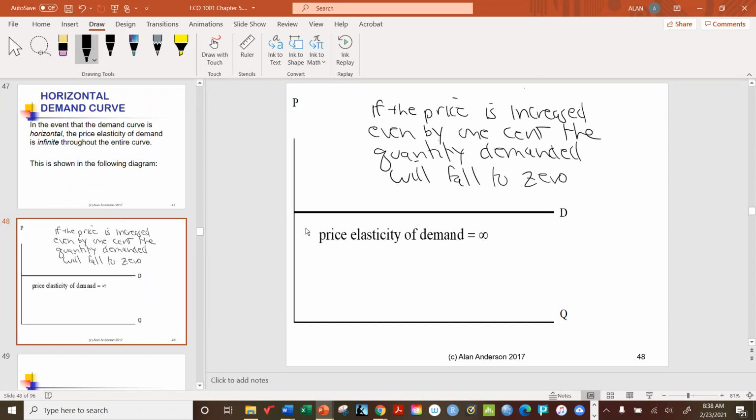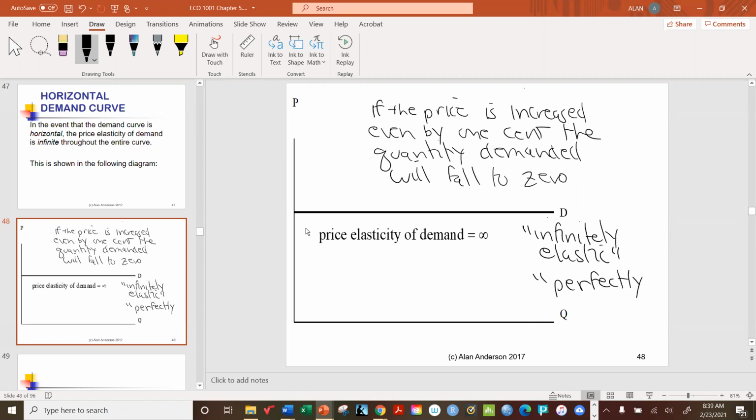Like imagine if you went to Starbucks and they normally charge $2 for a coffee, and suddenly the price goes up to $2.01, and every single customer walks out the door and says, "Nope, I won't pay that extra penny for the coffee." Then this is what you'd be experiencing: a perfectly elastic demand curve. Okay, so this is sometimes called infinitely elastic. Sometimes it's referred to as perfectly elastic.